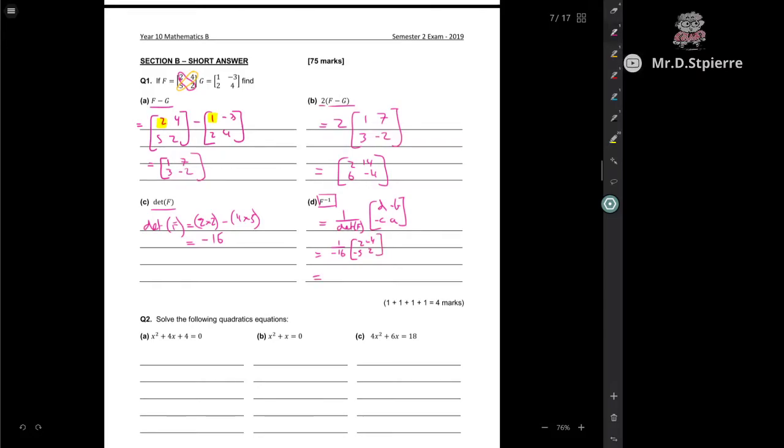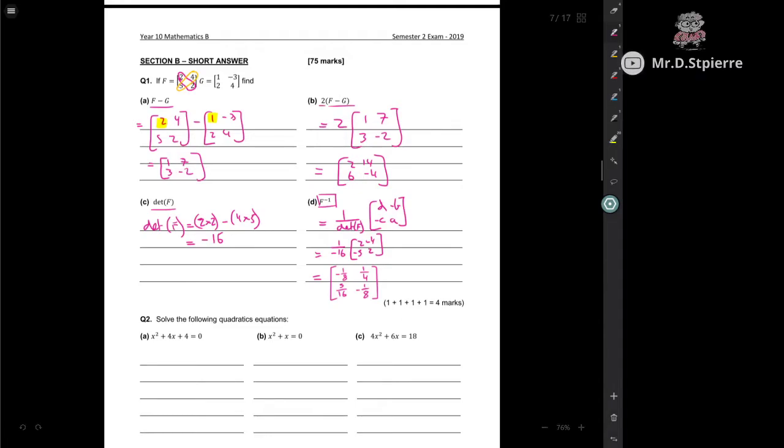It's not great for simplifying. We're still going to be left with a fractional answer, but you always want to simplify it where possible. So we multiply the 1 on negative 16 through everything, so negative 2 over 16 turns into negative 1 on 8. Negative 4 on negative 16 turns into 1 on 4. Negative 5 on negative 16 just stays as 5 on 16, and then 2 on negative 16 turns into negative 1 on 8. And there is our inverse.